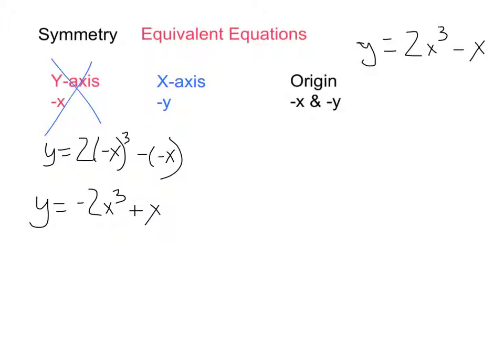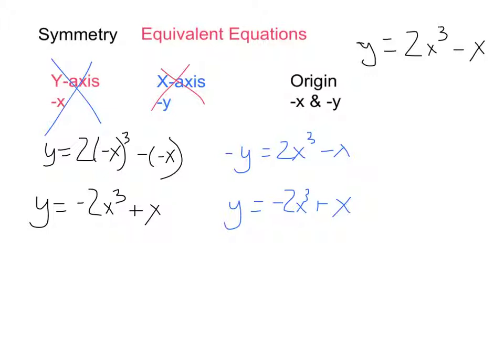We'll try the x-axis again, so we're going to change it to negative y. So we got negative y equals 2x cubed minus x. If we want to make that a positive y, we change all the signs, and basically we get the exact same thing as the y-axis symmetry test, which is not the same. So x-axis symmetry, no bueno.